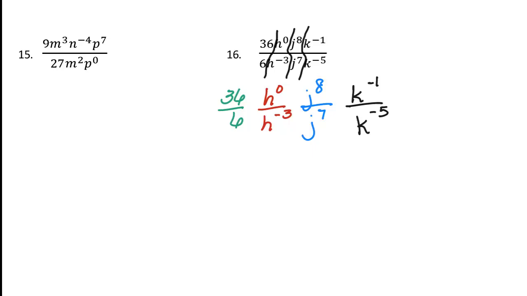Check it with your calculator. What's 36 divided by 6? 6. Now, this next one, these are all being multiplied in between.